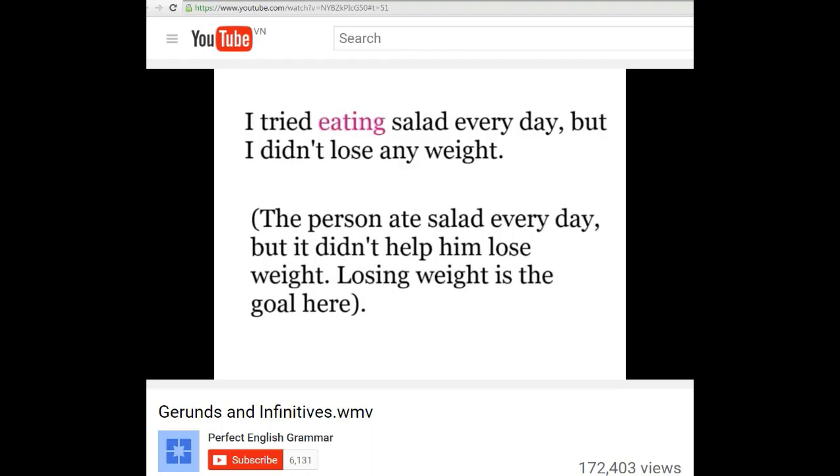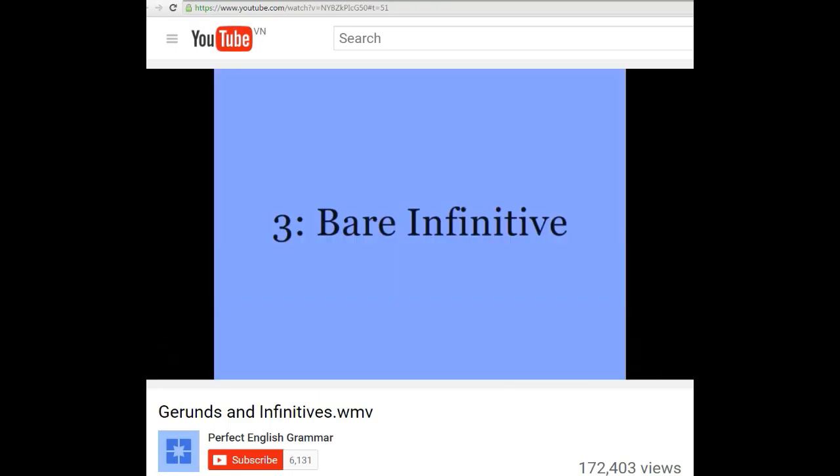On the other hand, with the gerund, for example, I tried eating salad every day, but I didn't lose any weight. The person ate salad every day. It was easy, but it didn't help him lose weight. Losing weight is the goal here.